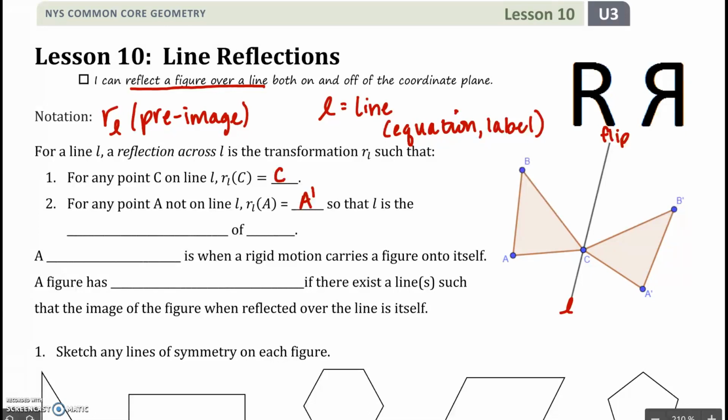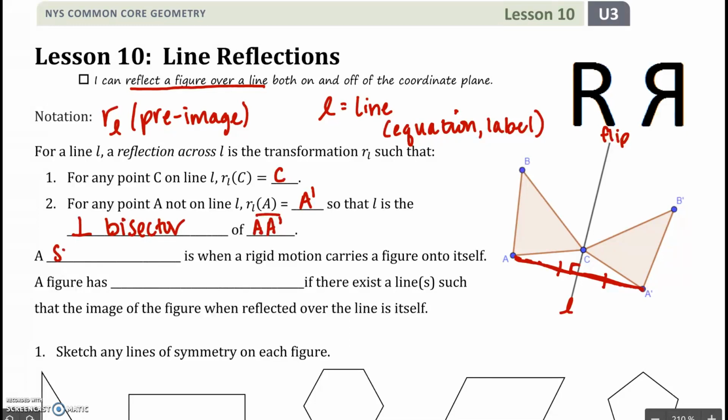Point A, though, flipped over and actually did move to a new location, and we call that A prime. That's its image. And also notice that if you were to connect A to A prime, this line segment has been bisected by the line of reflection and they are perpendicular. So the line of reflection is the perpendicular bisector if you were to connect an image and a pre-image together.